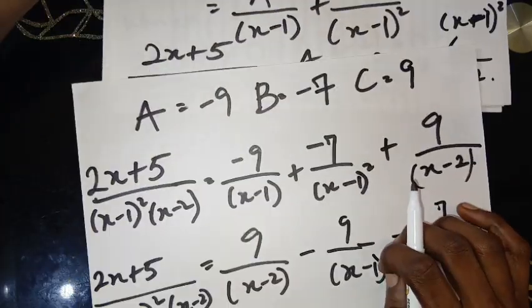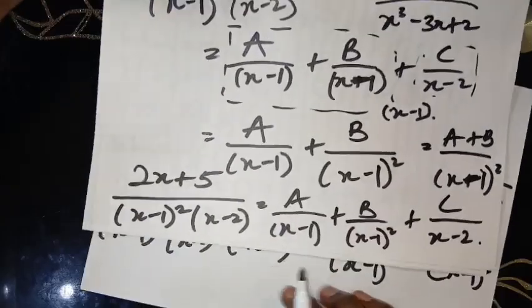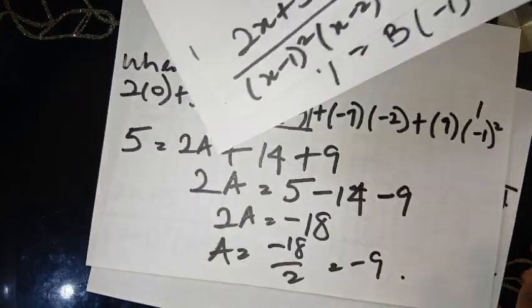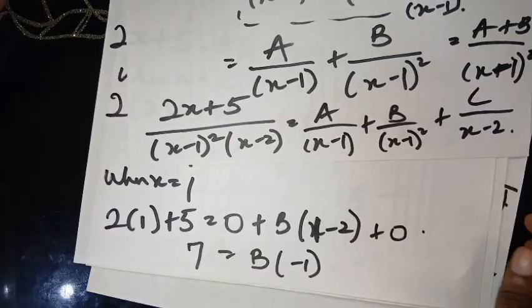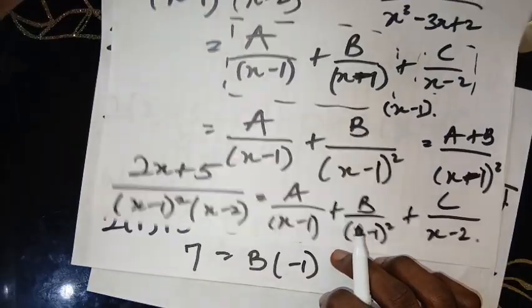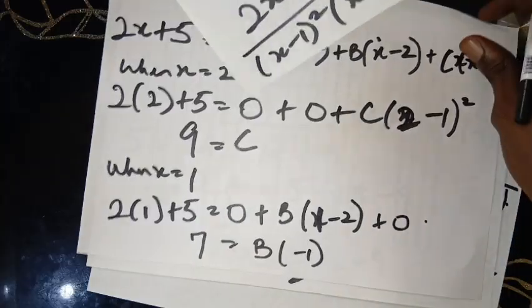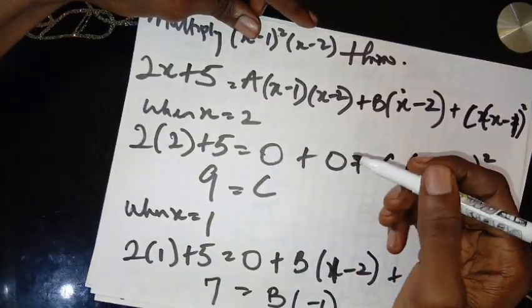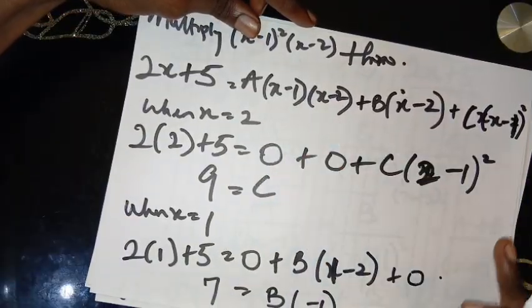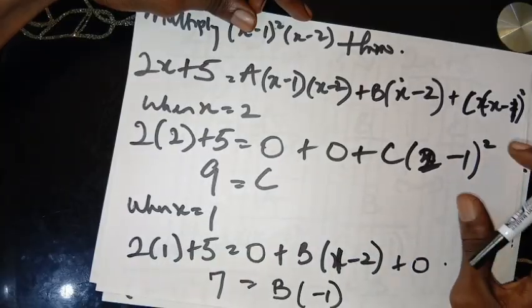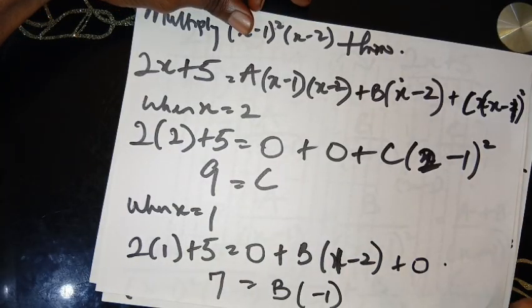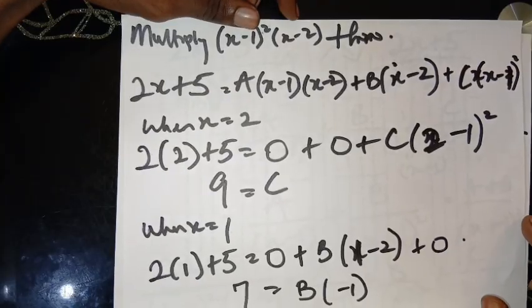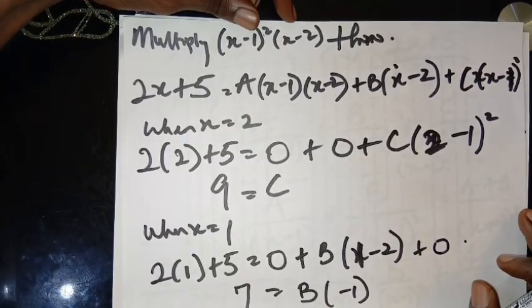In this situation, when we get to this point, we can use another method instead of using the elimination method. We'll expand this out, then turn it into a simultaneous equation. That will be more cool. So let's see in the next video.